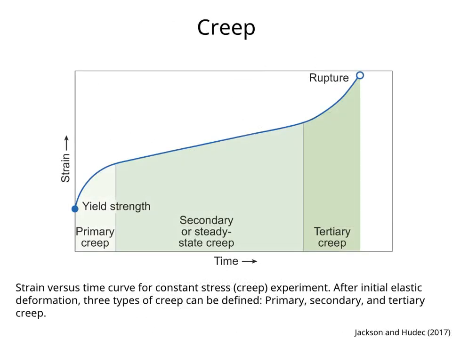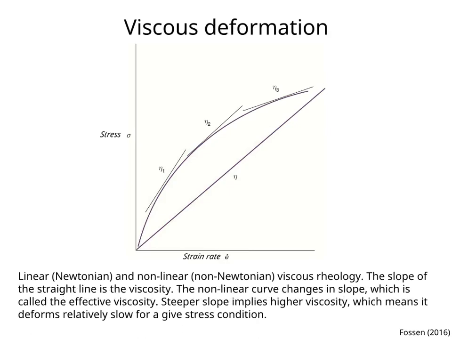A creep experiment on a strain-time graph typically has 3 parts before rupture. The first one, of decreasing strain rate, is called primary creep, the second one, of constant strain rate, is called secondary or steady-state creep, and the third one, of increasing strain rate, is called tertiary creep. The flow of rocks through time is described as viscous deformation.